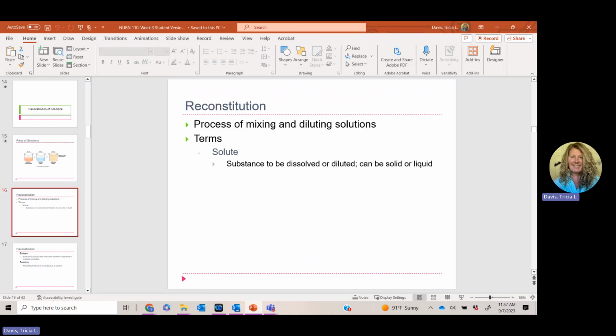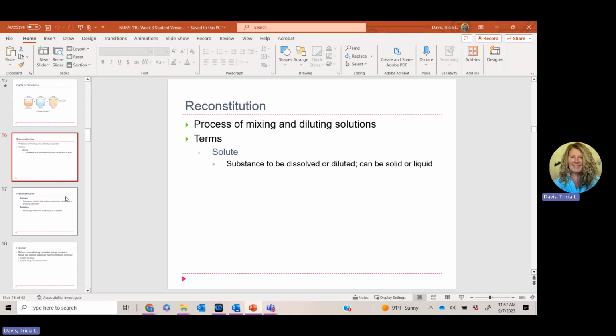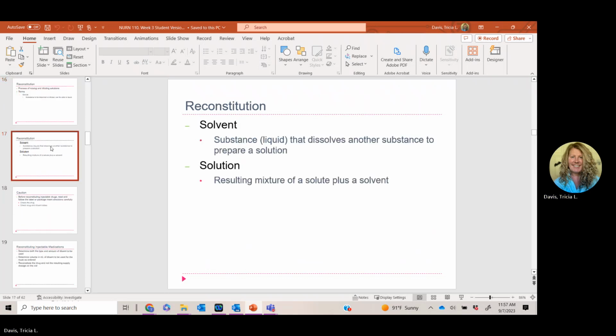So when we mix and dilute solutions, that solute, again, is that substance that's going to be dissolved or diluted. And like I said, it can be a liquid or it can be a solid. A lot of times in the healthcare field, it's a powder. We have our solvent, which is that substance, that liquid that dissolves that other substance to prepare a solution. And a lot of times it is that water. And then that solution is that resulting mixture that we get from taking that solvent and that solute and combining them.